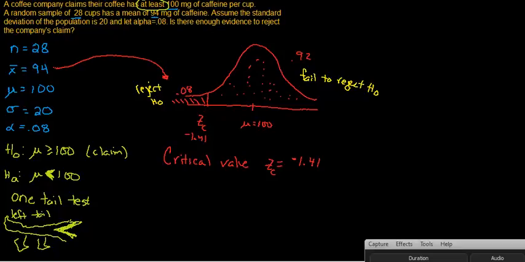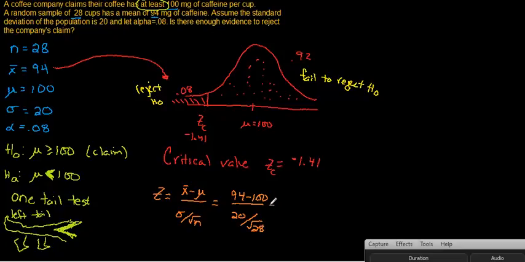Okay, so let's compute our z-score. Our z-score formula is going to be x bar minus mu divided by the standard deviation over the square root of n. So for us, that's going to be 94 minus 100 over 20 divided by the square root of 28.